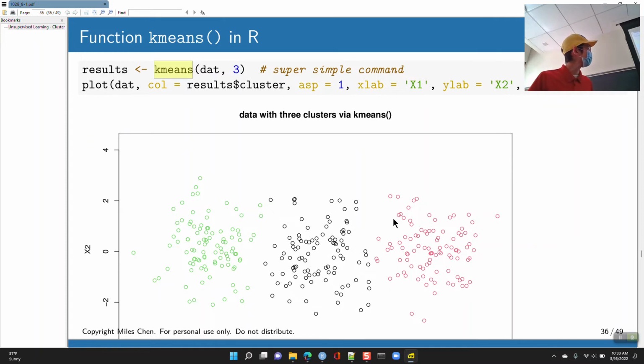And the algorithm is very simple. You just provide it the matrix of data. Here our data is 2-dimensional, but it could be higher dimensional, no problem. Then you say how many clusters are we looking for? We say we're looking for 3 clusters. The cluster assignments come back in $cluster. If you store the results, I can plot the data, color them using results$cluster, and this is what we get.